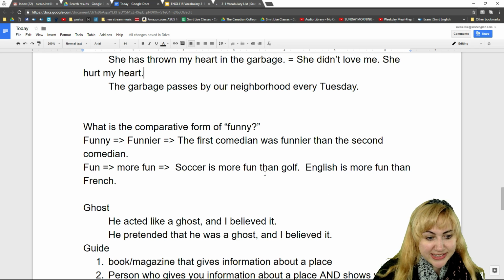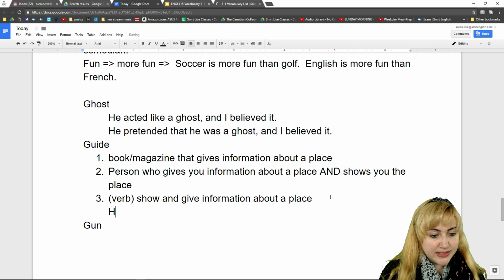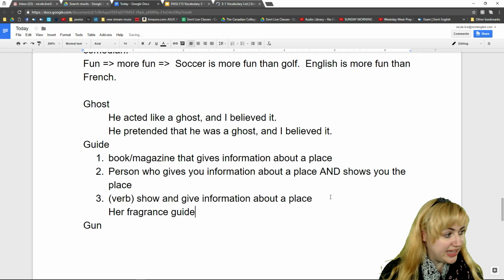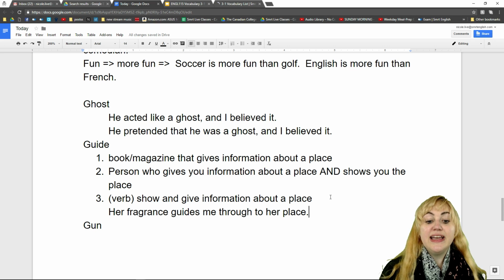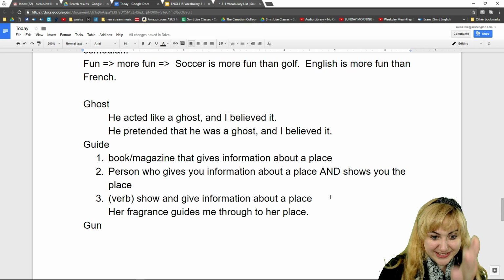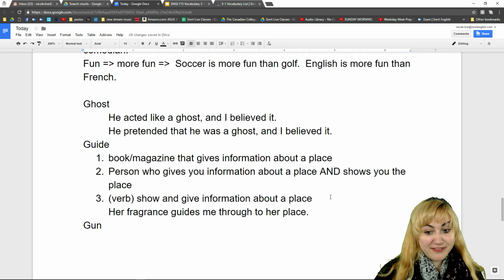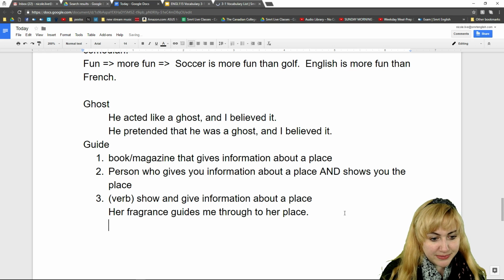Oh, this is interesting. Her fragrance guides me through to her place. That's an example of the verb form. So, her fragrance. Fragrance is how you smell, like your perfume, for example. So her fragrance guides me through to her place. And this means that her fragrance leads me to her place. So it's like a guide. Again, this example is a little bit metaphorical, but it works very well. He guides me is another good example.